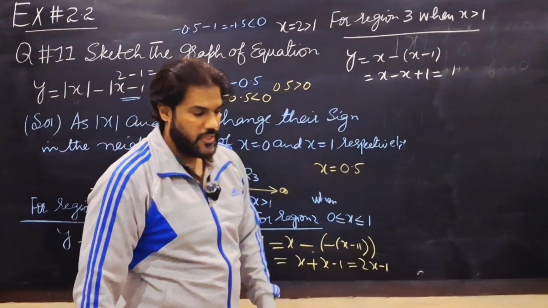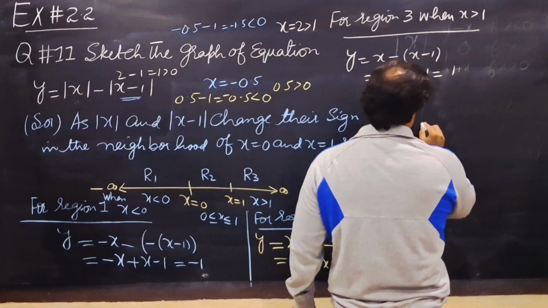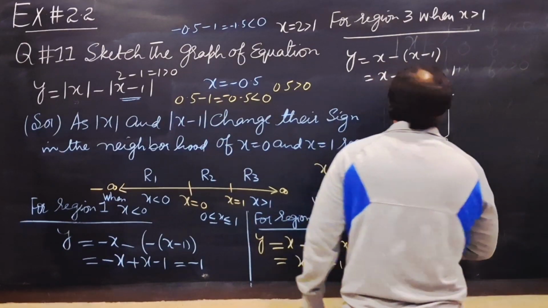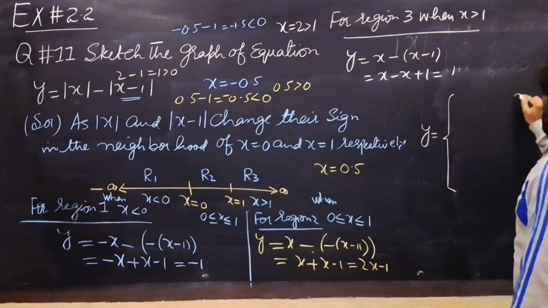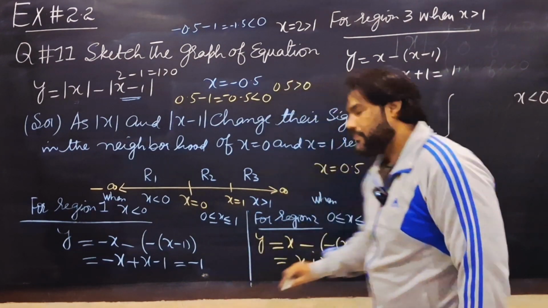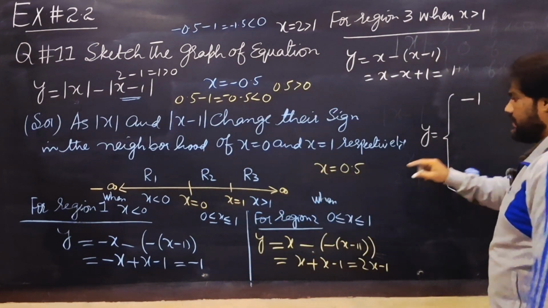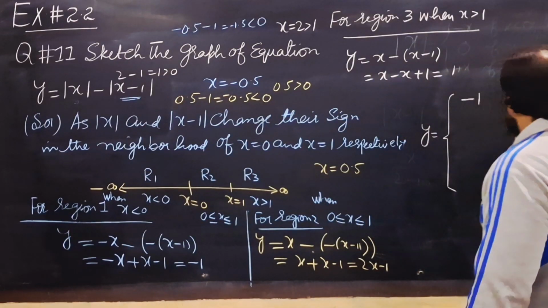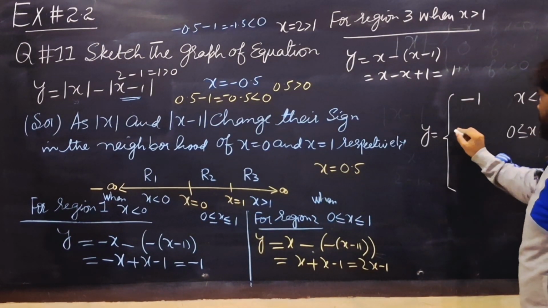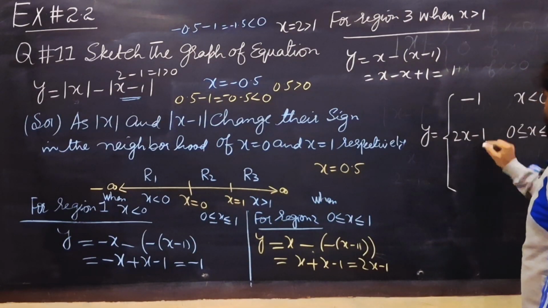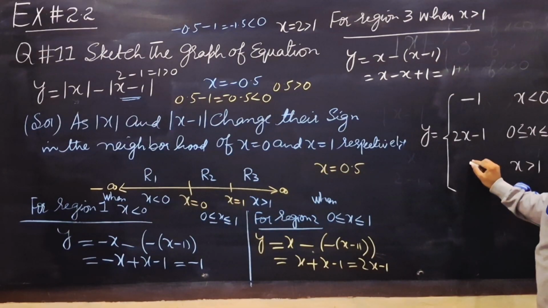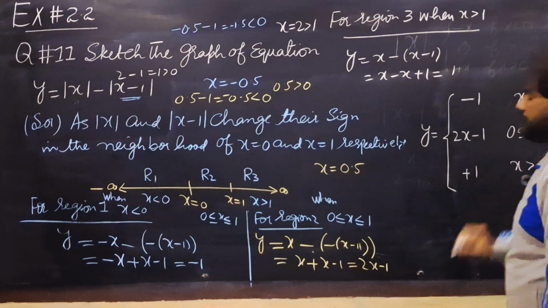So our function y in 3 regions is given by y is equal to: when our x is less than 0, then y is minus 1. When our x lies between 0 and 1, 0 less than x, x less than or equal to 1, our y is 2x minus 1. Lastly, when your x is greater than 1, then your y is plus 1.